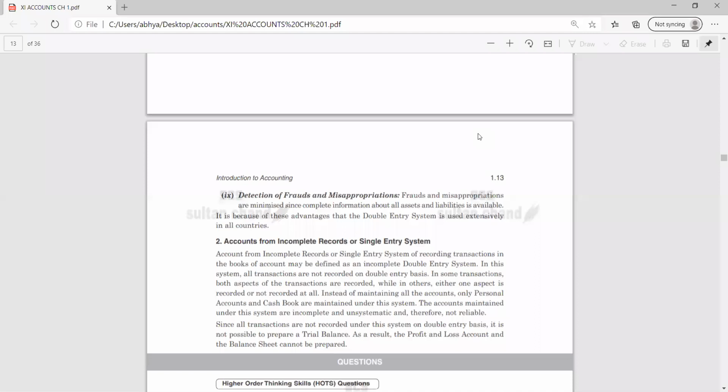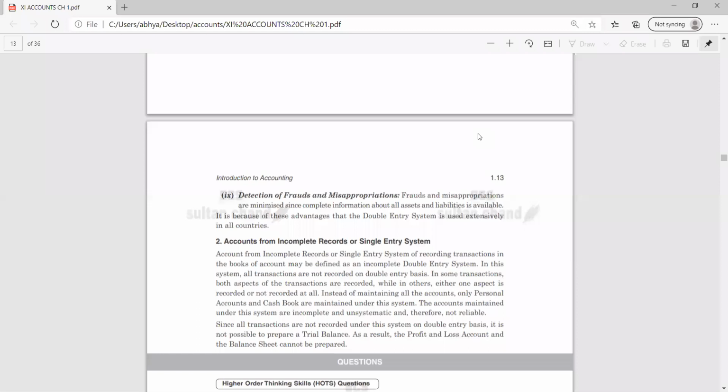Here you just have to learn the definition of the single entry system. That's all. Numerically, we will solve it in that chapter, and then I will explain in detail. It is also known as accounts from incomplete records or unscientific system of accounting, just like the double entry system is known as the scientific system.